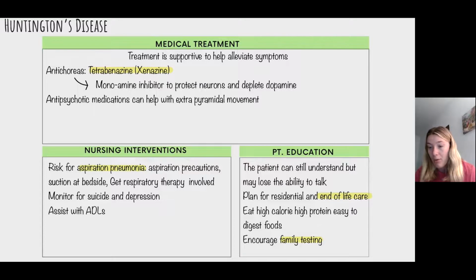So again, number one, airway, breathing, circulation. I'm concerned for airway and aspiration pneumonia. So what am I going to do? I'm going to do all those interventions we talked about in the last few slides. With these patients, they can still understand, but they may lose the ability to reason and talk. So educate them early on. What is the end of life care you wish to receive? Would you like to be DNR? Just all those things. So early planning is very important, and getting the family involved if it's per the patient's wishes. Again, high calorie, high protein, easy to digest foods, and encourage family testing.